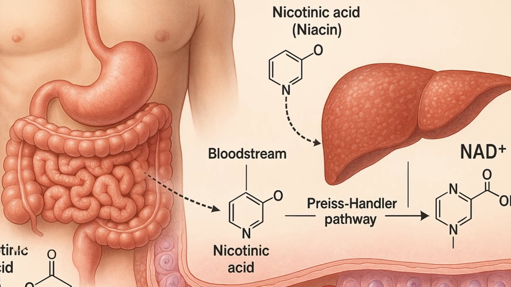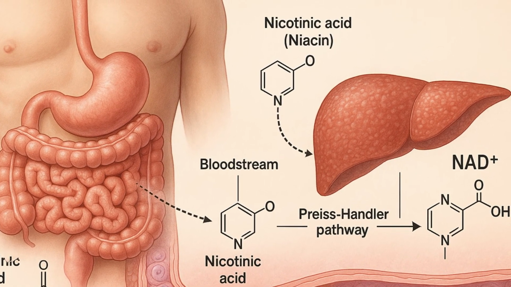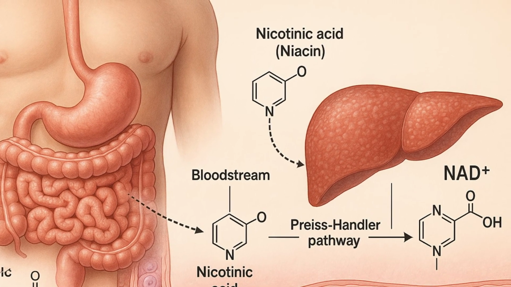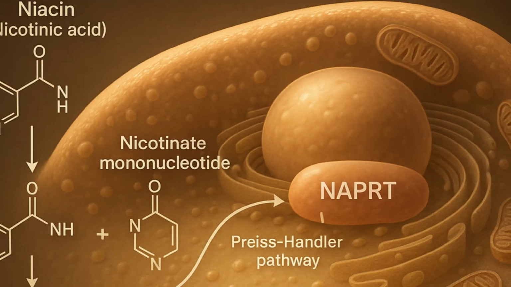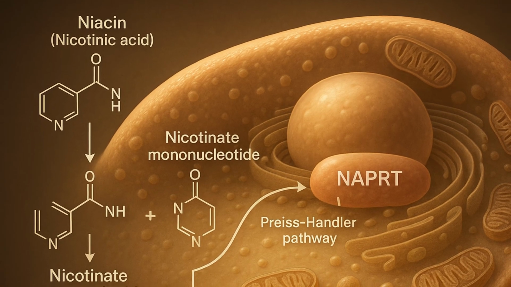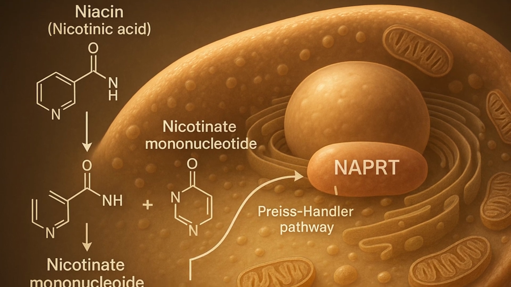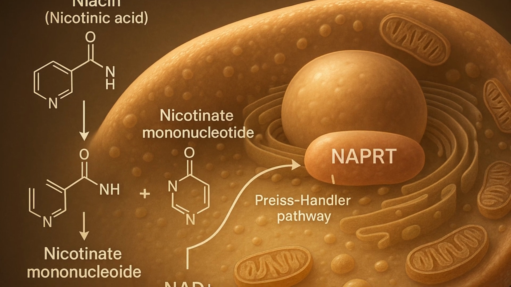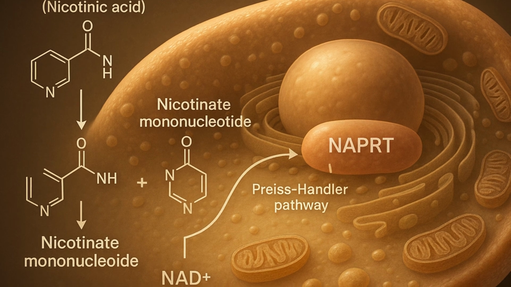Niacin, nicotinic acid, has near-complete intestinal absorption when taken orally, with plasma levels rising predictably, depending on dose. Once in the bloodstream, it directly engages the Preiss-Handler pathway, requiring only a single phosphorylation step to NAMN via NAPRT, then conversion through two well-defined enzymatic steps to NAD. This direct route imposes minimal metabolic burden, as it doesn't depend on prior transformation into other intermediates.